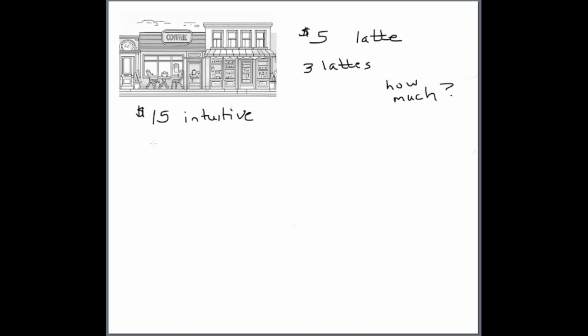So if I know that it costs $5 for 1 latte, and I want 3 lattes, I can multiply by 3. And note that the lattes cancel, and it gives me, again, the $15. And I'm going to call this a unit canceling method. We noticed that the units cancel, and that was good.